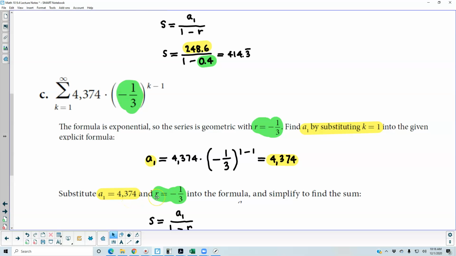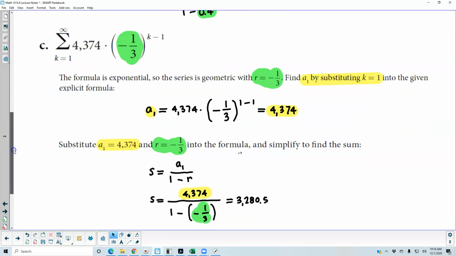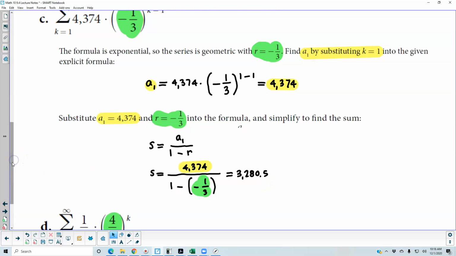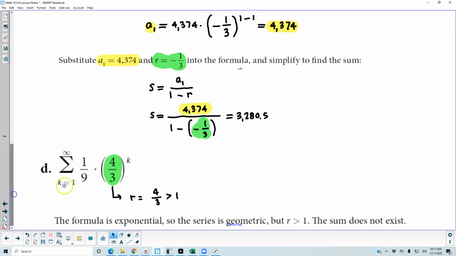So now we've determined that the first term is 4,374, and the value of r, the common ratio, is -1/3, and we're going to substitute it into the formula to find the sum. So s is going to equal 4,374 divided by 1 minus -1/3, which gives us 3,280.5.